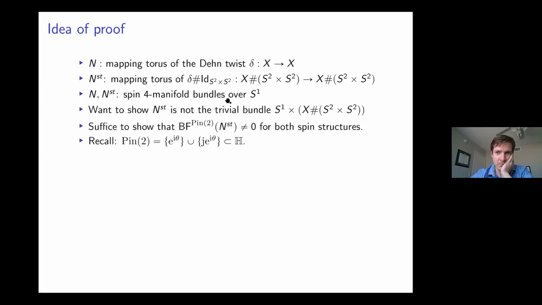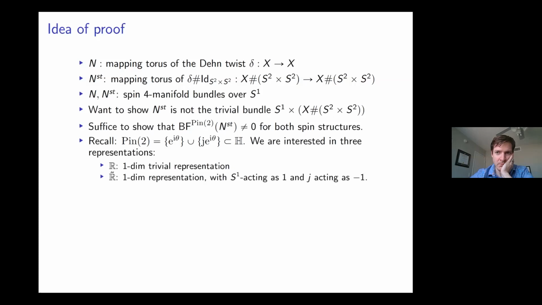So recall that this Pin(2) is a one-dimensional Lie group sitting inside the quaternions. And for our purpose, we are interested in three specific representations. The first one is just the one-dimensional trivial representation. We denote it by R. The second representation is the one-dimensional representation with trivial action of S1. Namely, this component acts trivially, but this j acts as -1. So that's the one-dimensional non-trivial representation.